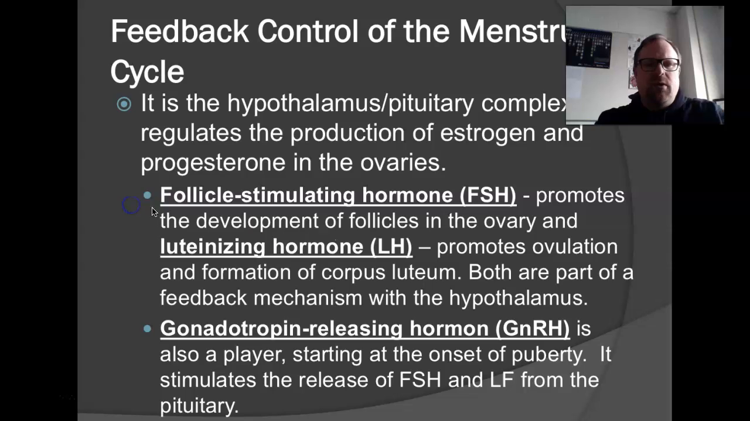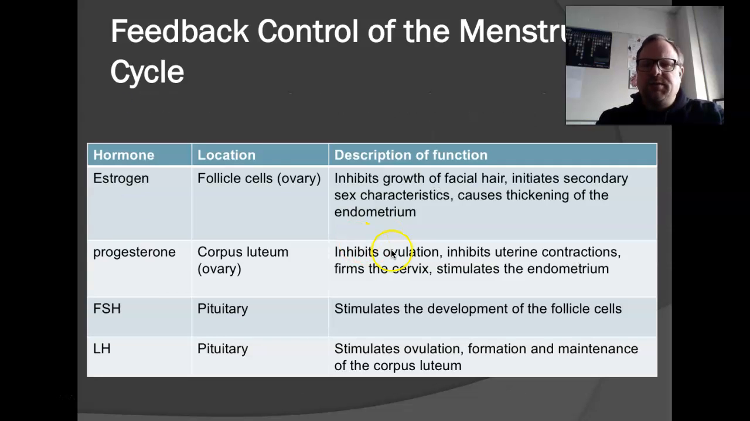Okay, so that's that. This is a nice little summary table of those hormones again and what they do. You can see that estrogen is involved with some of these secondary sexual characteristics, like inhibiting the growth of facial hair, all those sex characteristics we talked about in the last lesson, and thickening of the endometrium. Progesterone inhibits ovulation, so that will prevent the cycle from starting again if pregnancy happens.